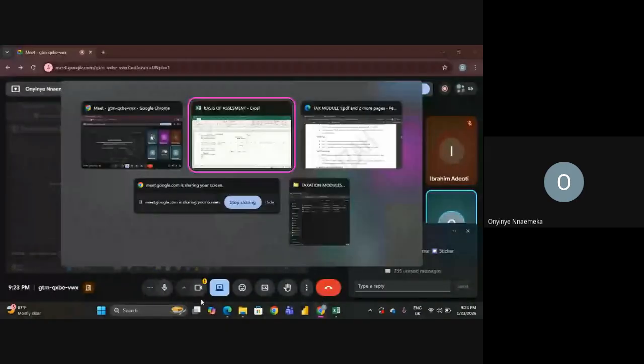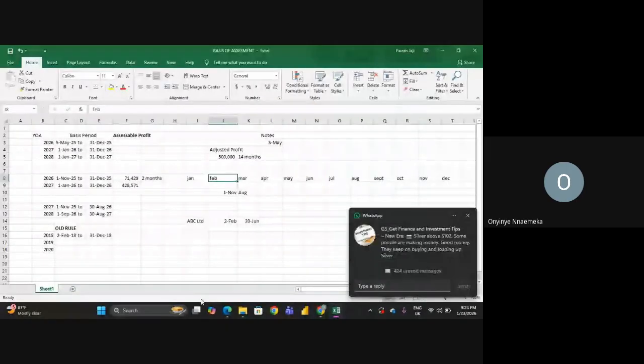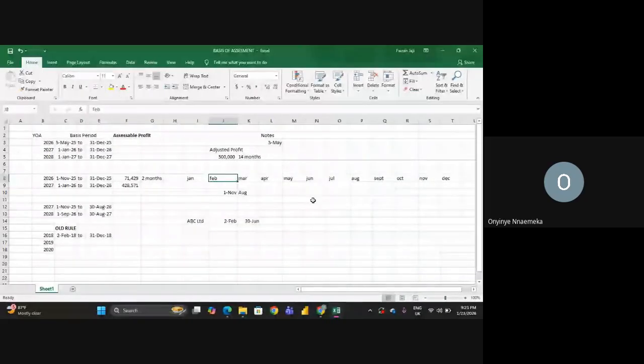So yes, I was explaining how to count 12 calendar months. Now we are counting from February. Please follow my cursor. Can you see that green and this green thing? You follow it. So February 1, 2, 3, 4, 5, 6, 7, 8, 9, 10.